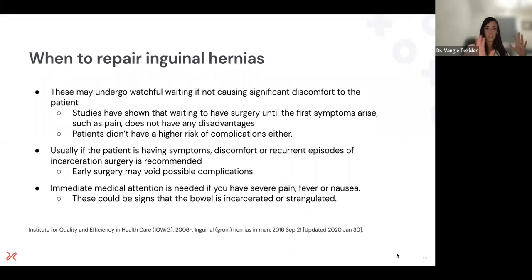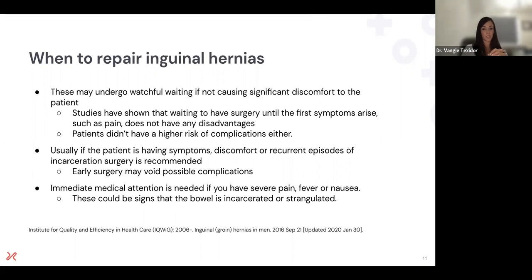So different from the umbilical hernias, with inguinal hernias we can do watchful waiting if the patient doesn't have any significant symptoms. If they don't have discomfort, they don't mind, it's okay. You can just watch it, and watch it means just come back to see me if you have any discomfort. You don't have to be doing imaging. It doesn't matter if it grows or not.